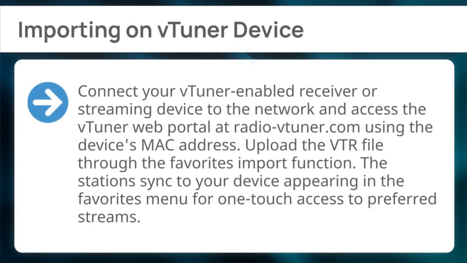Connect your vTuner-enabled receiver or streaming device to the network and access the vTuner web portal at radiovtuner.com. Using the device's MAC address, upload the VTR file through the Favorites import function. The stations sync to your device, appearing in the Favorites menu for one-touch access to preferred streams.